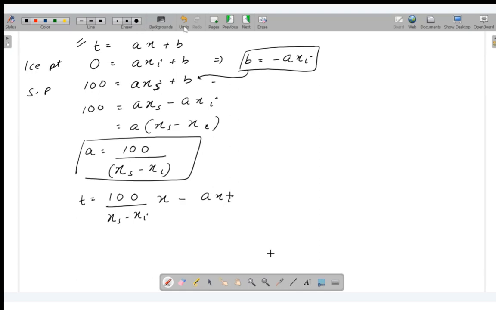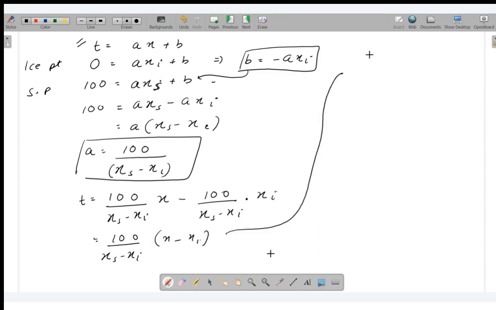And what is A? A is again the same: 100 upon (Xs minus Xi), and B is minus that times Xi. Okay, so I can take 100 upon (Xs minus Xi) common, times (X minus Xi). So I can eventually write this as T upon 100 equals (X minus Xi) upon (Xs minus Xi). Okay, so this is my general equation.